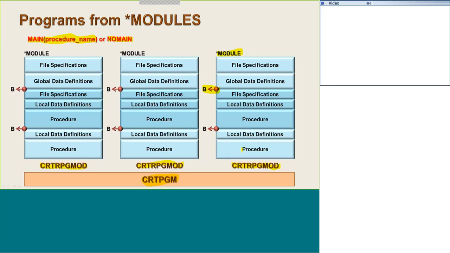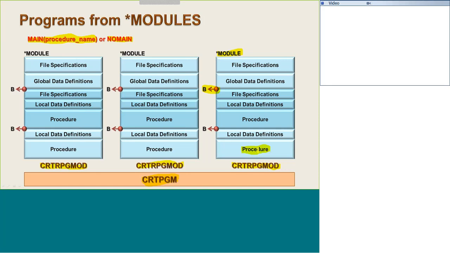This procedure here, let's, for example, assume that this procedure requires change. This procedure is part of this module. This module is bound using create program into a program. If I change this procedure, I have to recompile the program.